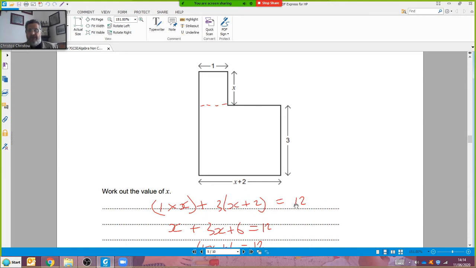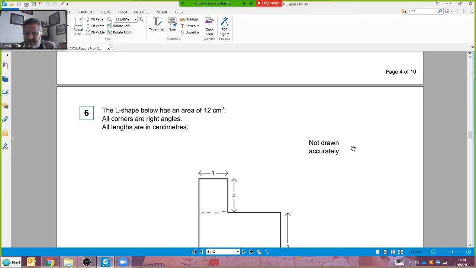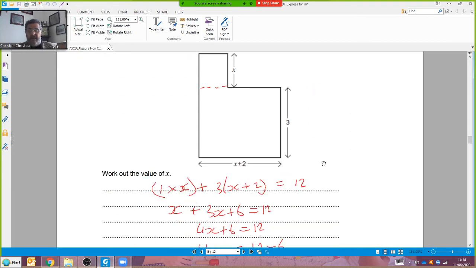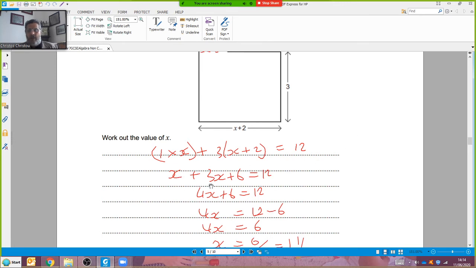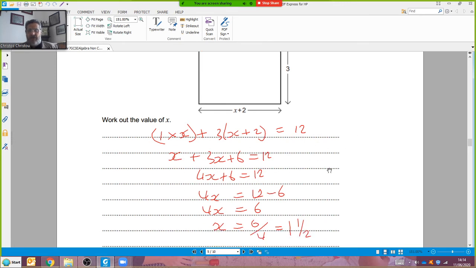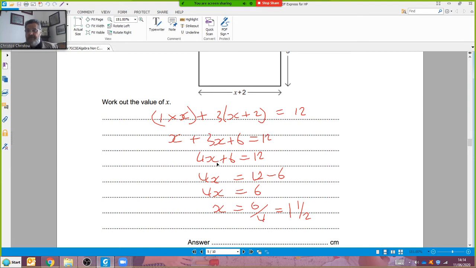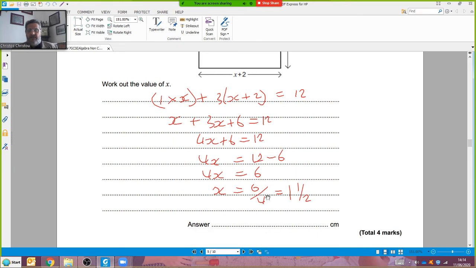And of course we're told the area of these two little bits, or the whole L shape, and what is it? It's just an L shape. Okay. It comes to 12 centimetres squared. Simplifying, 1 plus 3, 4x's. Got a simple two-step equation, which you've done before in class. Take over the 6, subtract. 4x equals 6, x equals 6 divided by 4, which is 1 2/4, 1 1/2. Okay, that's not too bad.